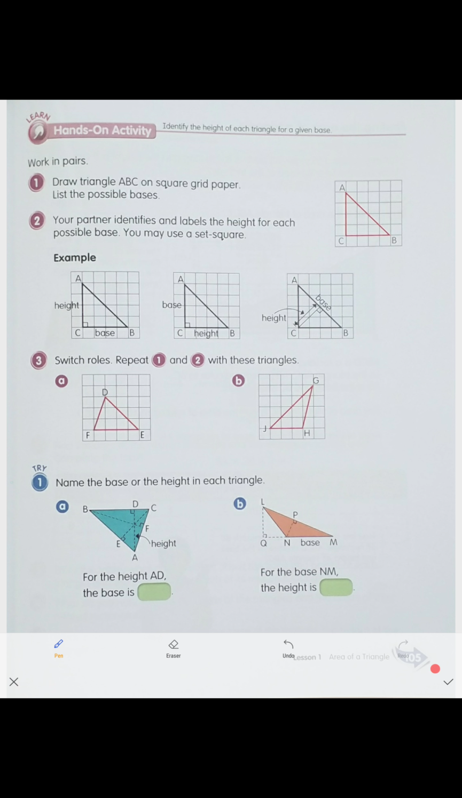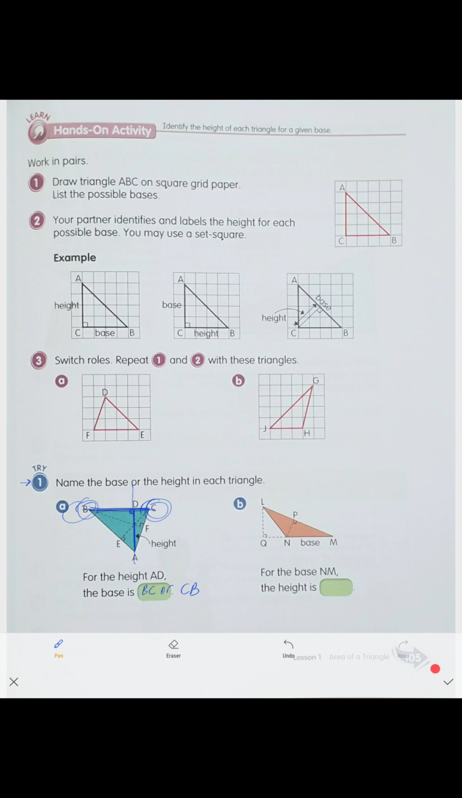Let's check the first exercise. Name the base or the height of each triangle. For the height AD, this is what we identify. The base is, what is the base? The height AD is this perpendicular line forming the right angle to which side? This side. So we can call it BC or we can call it CB.